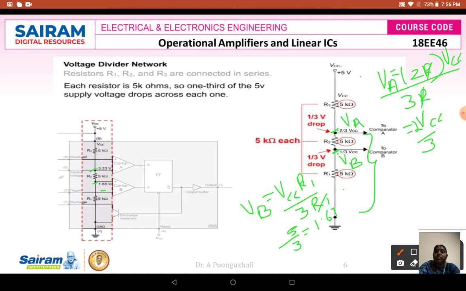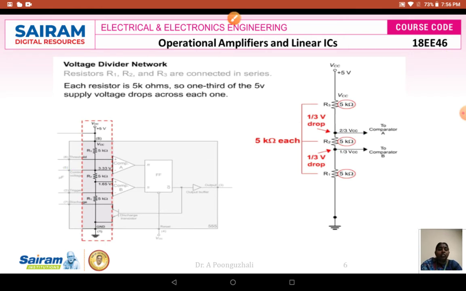You can see that this is the negative terminal of the comparator and this is the positive terminal of your comparator. This is how your resistor divider network is going to generate the voltage. The cutoff voltage at this point is 2 by 3 VCC. If I don't want to have this 2 by 3 VCC, if I want to change it, I can give the control voltage from here and add this voltage to this point so that my voltage can be increased. That is the function of your control voltage. This is how the threshold voltages for the comparators are going to be designed.